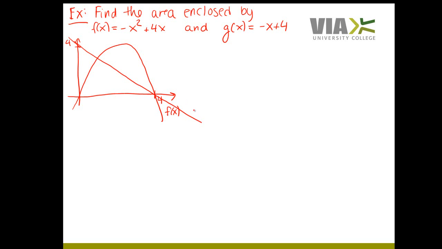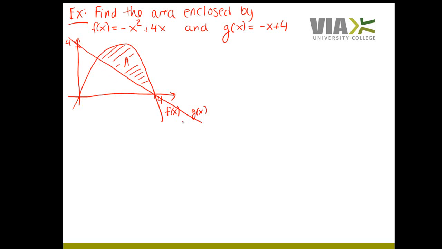That must be g(x). So here we can see that the area which is enclosed or bounded by f(x) and g(x) must be this one here. So that is the one which I'm looking for, A. Now it's quite obvious that the upper function must be f(x) and the lower function must be g(x) in this case.